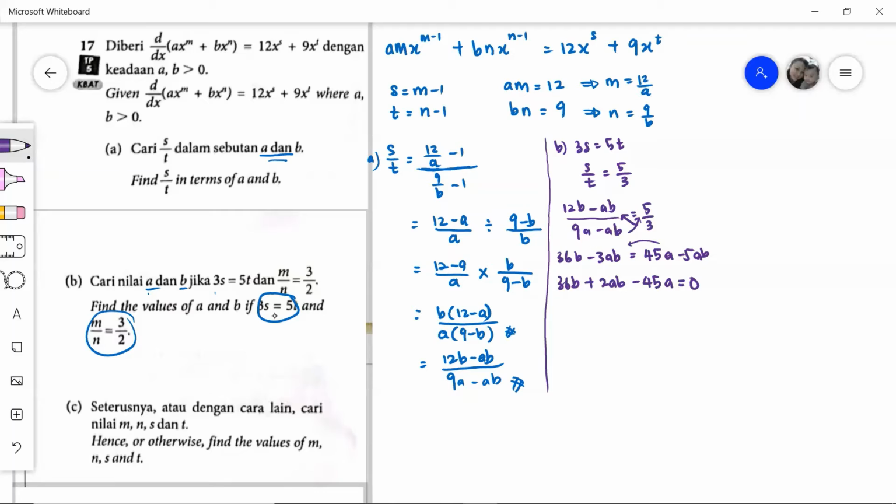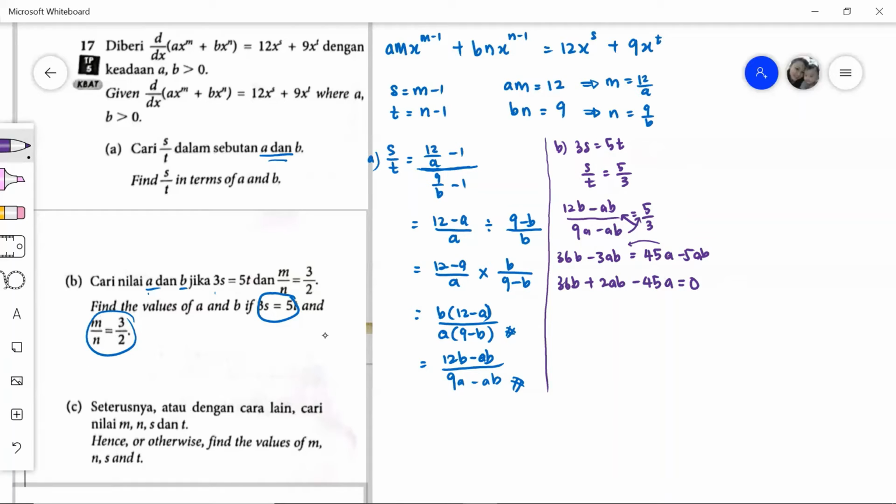Now look at this equation. We have the unknown a and unknown b. They are variables. So in order for us to find the values of the unknowns, we have to have two equations. So this is one equation obtained from 3s equals 5t. The second equation, we must be able to get it from m over n equals 3 over 2.